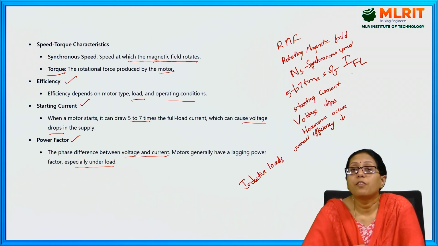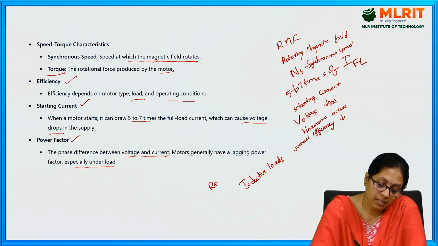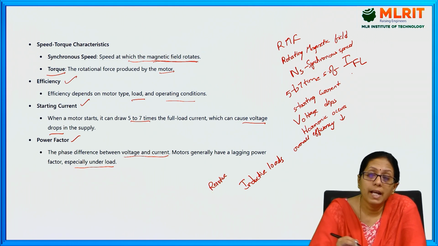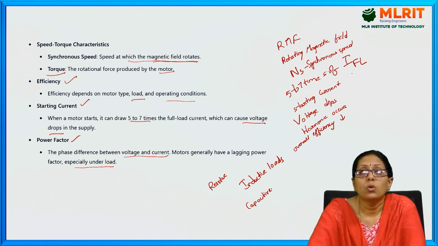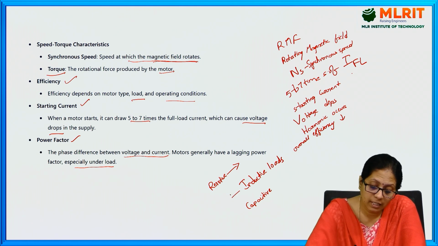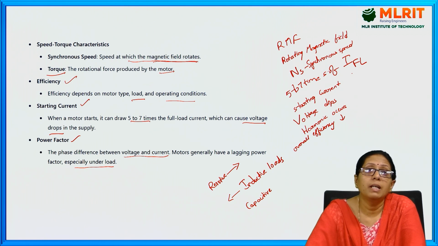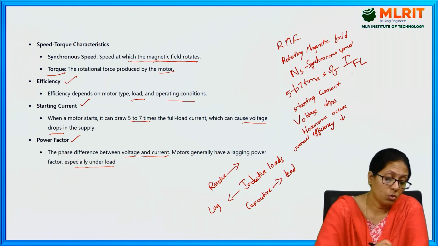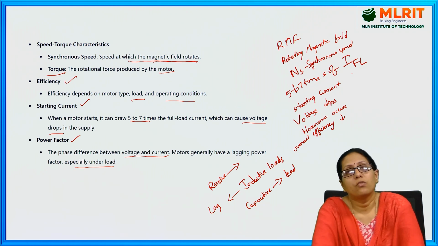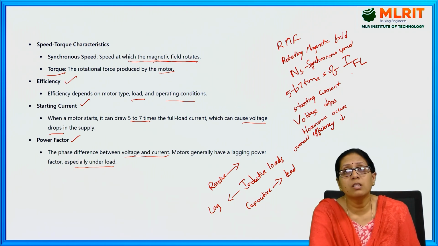You may have different types of loads like resistive load, inductive load or capacitive load. A resistive load will not have any effect on the power factor. The inductive load will make the power factor lag, and a capacitive load will make the power factor lead. So the power factor lags because of this inductive load, that is, motors.